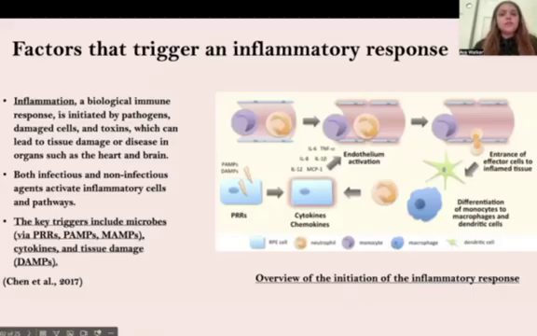Factors that can trigger an inflammatory response. Inflammation is a biological immune response that is initiated by pathogens, damaged cells, toxins, and what could lead to tissue damage. Both infectious and non-infectious agents activate inflammatory cells and pathways. The key triggers to these pathways include microbes, PRRs, PAMPs and MAMPs, cytokines, and then tissue damage.